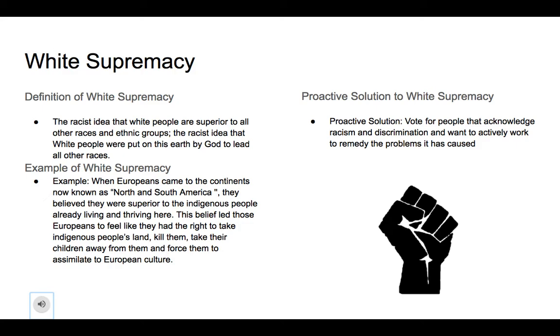So a proactive solution is to vote for people that acknowledge racism and discrimination, that talk about it, and they don't pretend it doesn't exist, and they don't say racist things themselves. Someone that will actively work to remedy the problems that racism has caused. Maybe reparations, maybe having free college that will help more people be able to go to school and have more job opportunities. There's so much that can be done.